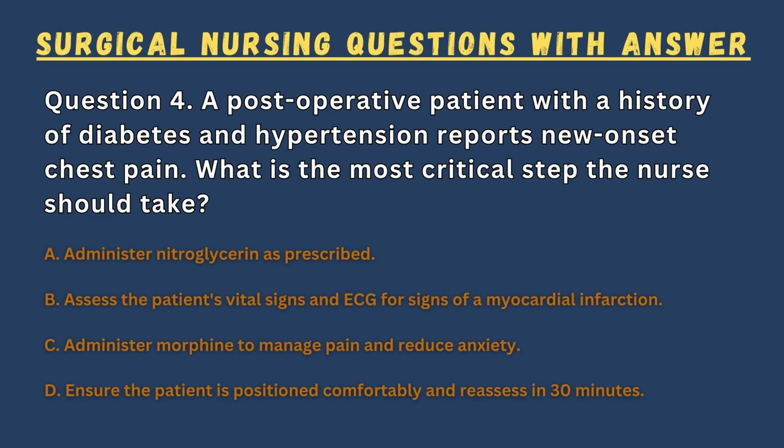A. Administer nitroglycerin as prescribed. B. Assess the patient's vital signs and ECG for signs of a myocardial infarction. C. Administer morphine to manage pain and reduce anxiety. D. Ensure the patient is positioned comfortably and reassess in 30 minutes.